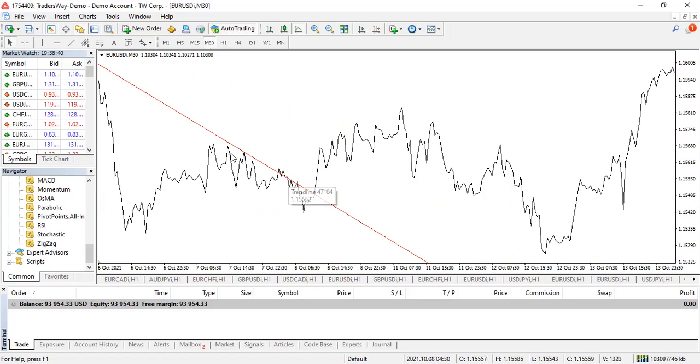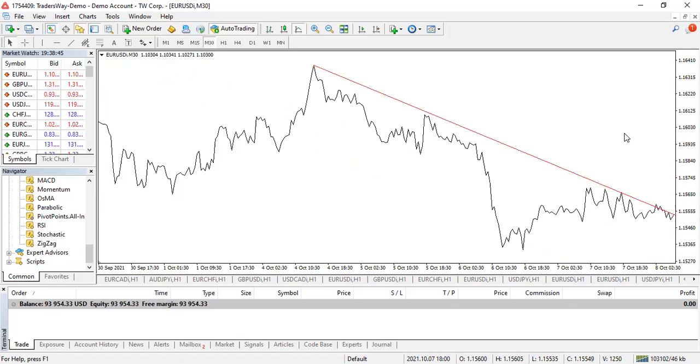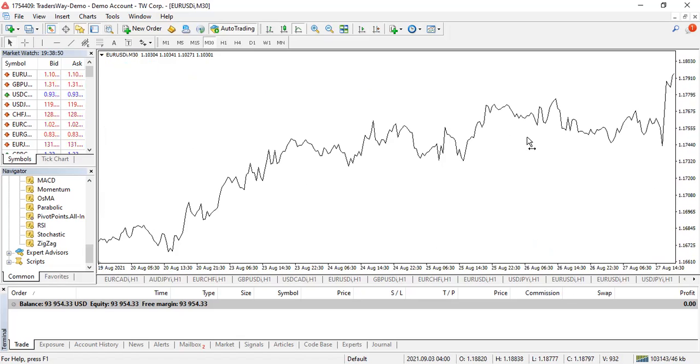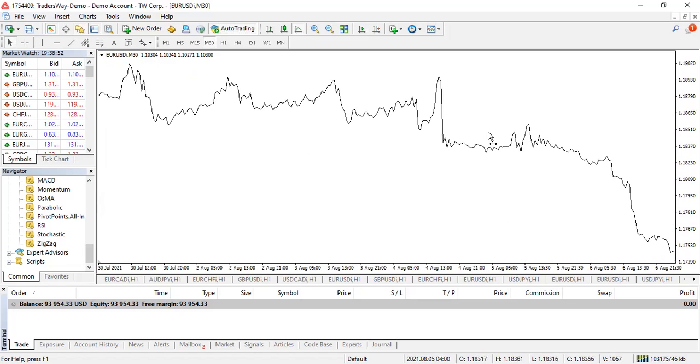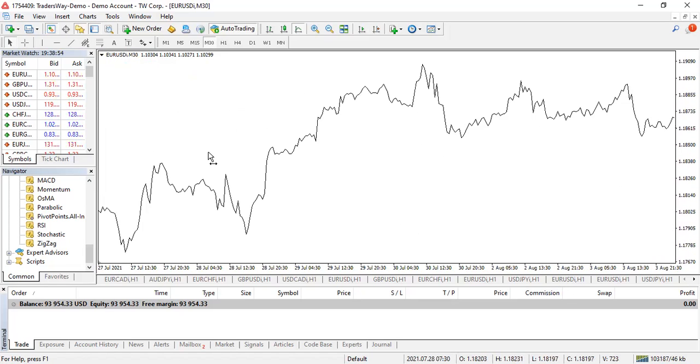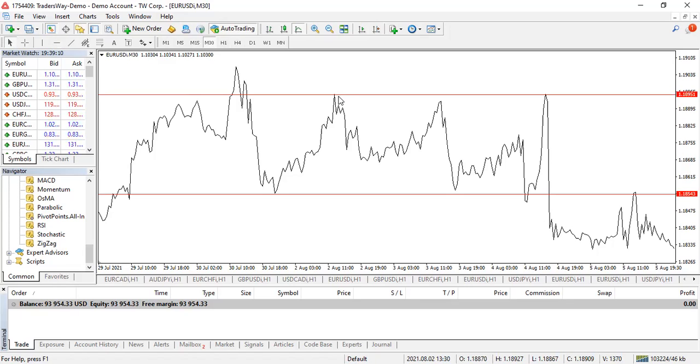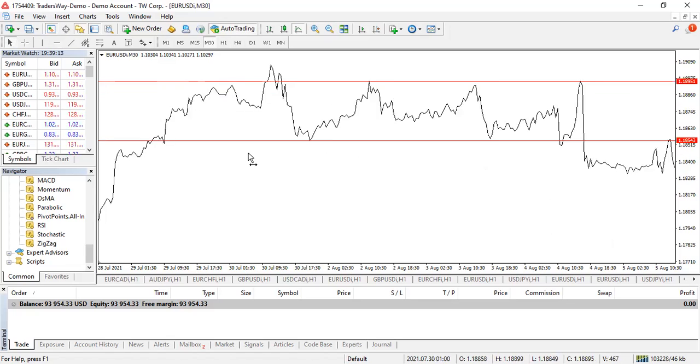So this is an example of a trend line, downtrend. So let me show us an example of a sideways trend. Example of a sideways trend. The market will just be ranging. We just keep on ranging, in and out, in and out, in and out.